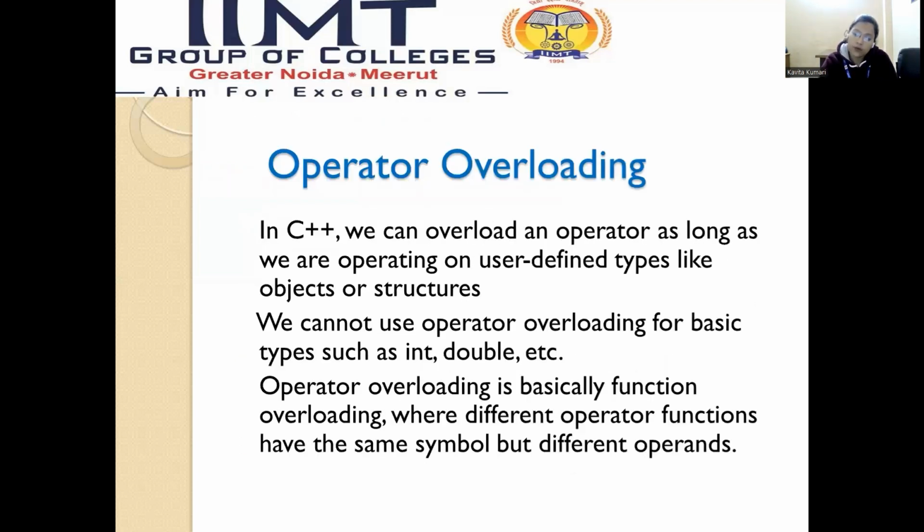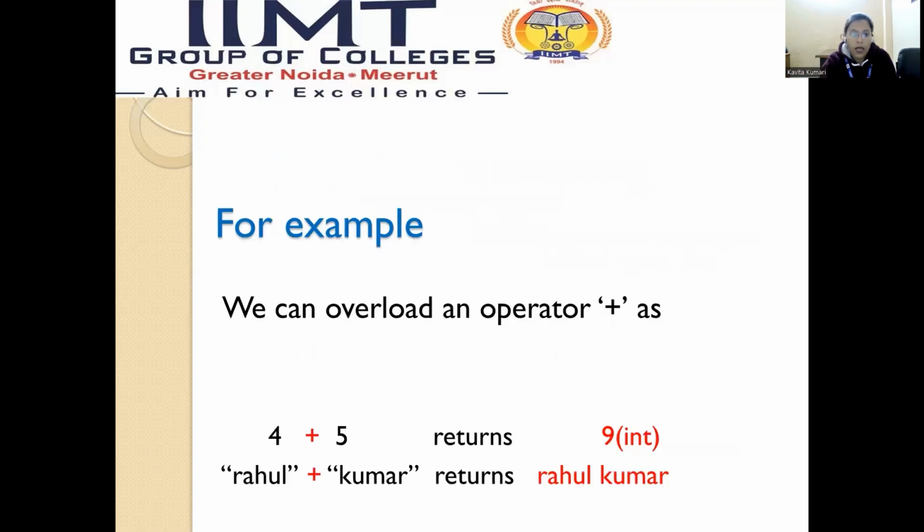Now, another implementation of compile time polymorphism is operator overloading. In C++, we can overload an operator as long as we are operating on user-defined data types like objects or structures. Operator overloading means I am giving another function to a single operator. For example, here my plus operator, which is a binary operator, can behave differently in both scenarios.